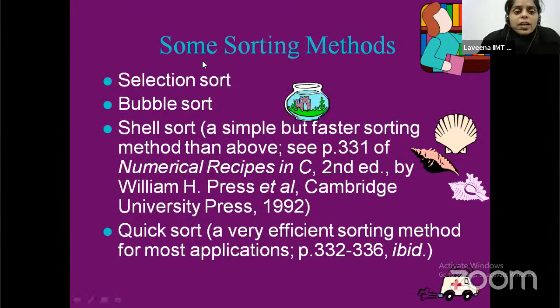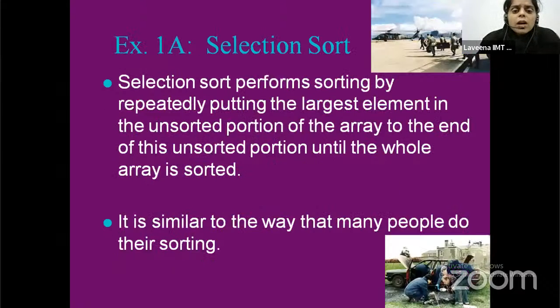Here we can find some different methods, different types of sorting. There are so many sorting types: selection sort, insertion sort, bubble sort, shell sort, which is a faster sorting method, and quick sort, radix sort, heap sort. There are so many methods of sorting of different types. Now we will study how they work, one by one.